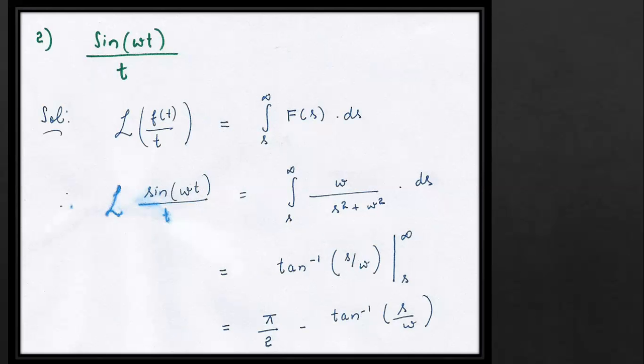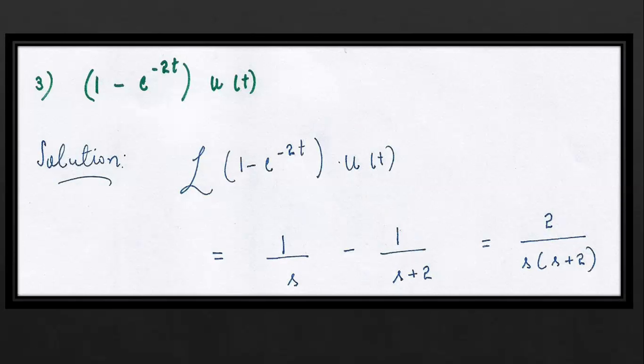Next, sine omega t by t. So here we will be using the property that Laplace transform of f of t by t is equal to the integral of F of s ds from s to infinity. And sine omega t, we know its Laplace is omega divided by s square plus omega square. So on substituting and solving, we get it equal to pi by 2 minus tan inverse of s by omega. Next is (1 minus e raised to power minus 2t) u of t. So it is also very simple. Simply separate these and solve for the Laplace. So it will be equal to 1 by s minus 1 by s plus 2, that is equal to 2 divided by s into (s plus 2).